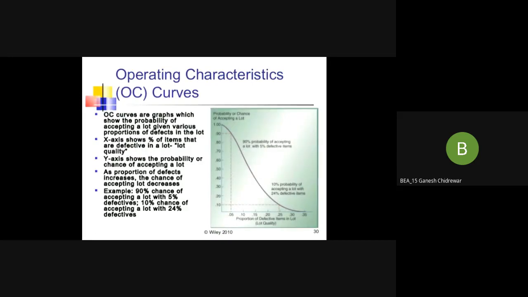So this is the OC curve. OC curves are graphs which show the probability of accepting a lot given various proportions of defects in the lot. Now we have discussed the R chart and X chart, and that display gives information to you.